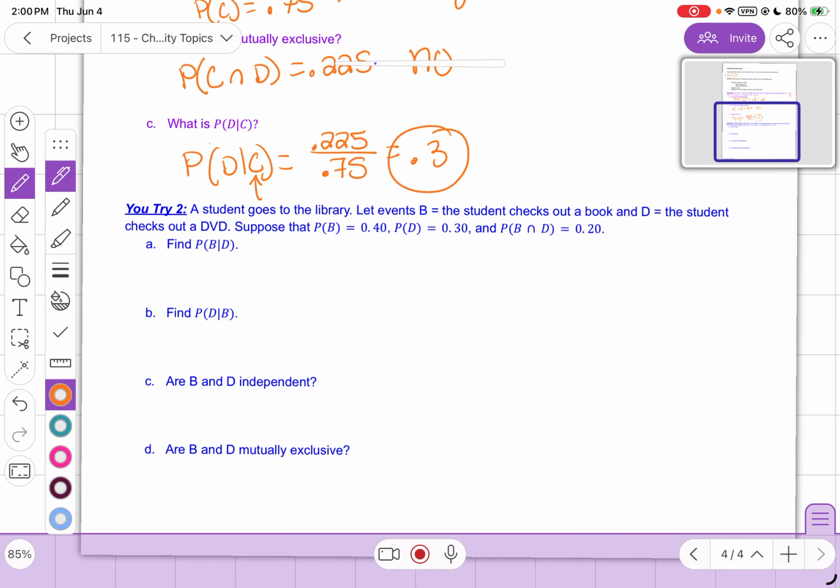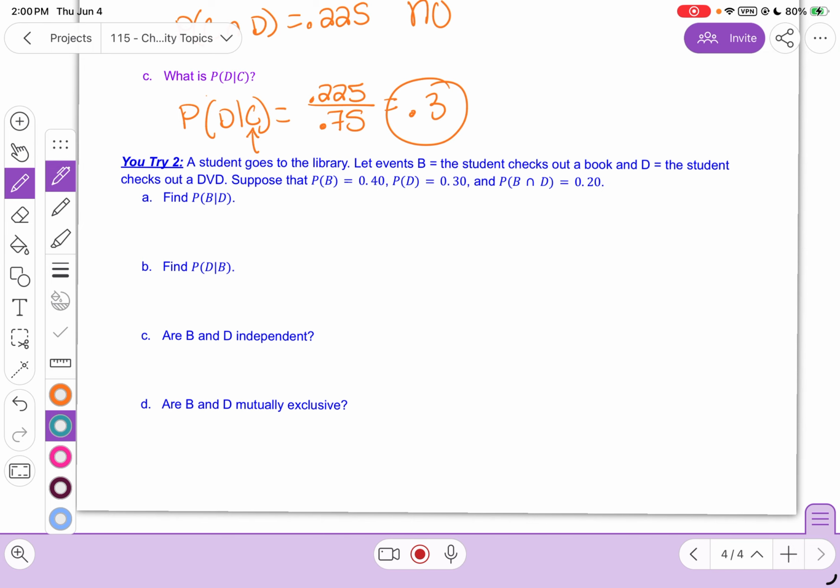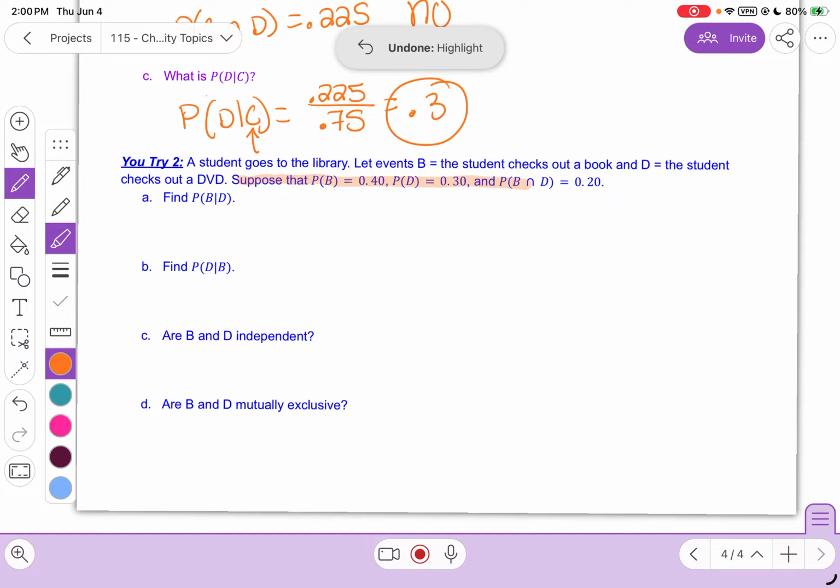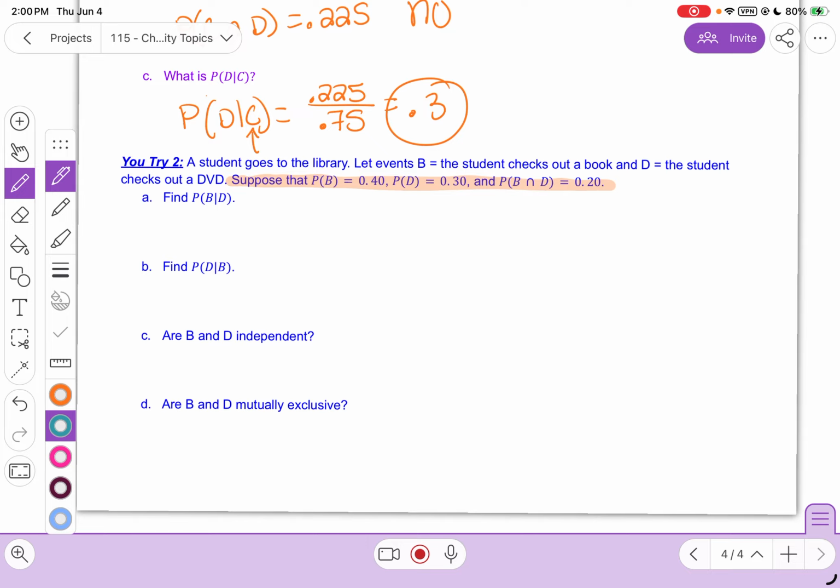All right, so pause the video, and you try number 3, and when you're ready, come check your answers. So given this information, I'll use a different color. Given this information, let's see what we can find. B given D. So on top, we need the B and the D. B and D is 0.20 over the D, because that's what's given, so that's 0.30. So if I divide that, I get 0.6 repeating, or 0.67.